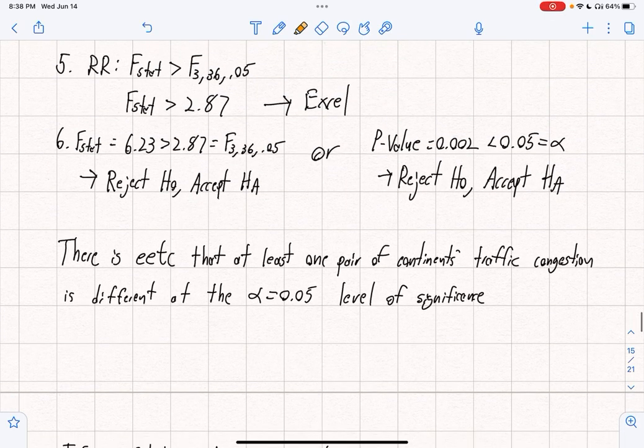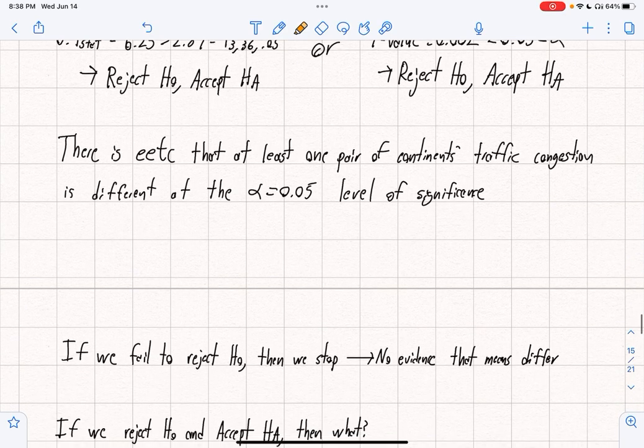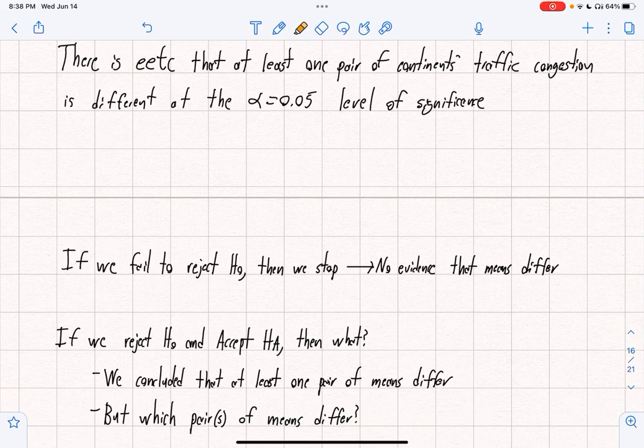All right, so we just worked through this example and we rejected the null hypothesis and said at least one pair of means were different from one another. And so let's say we hadn't rejected the null. If we fail to reject the null hypothesis, well, then there's nothing else to do. We would just stop because there's no evidence that the means differ, and that's that. So we would just say the means are not different from one another.